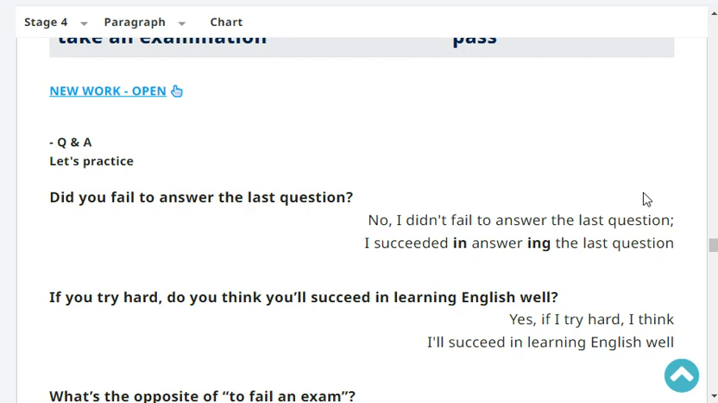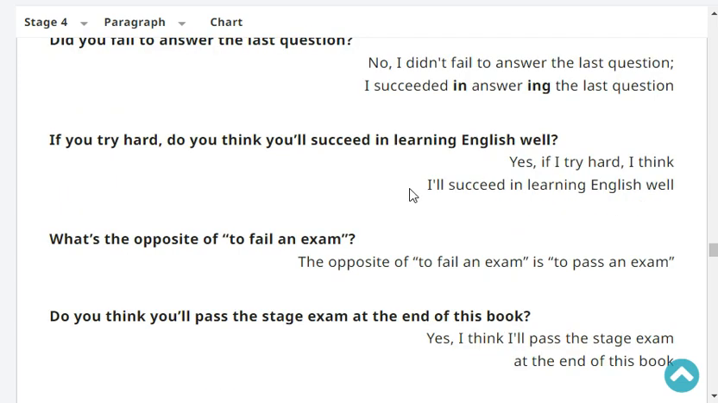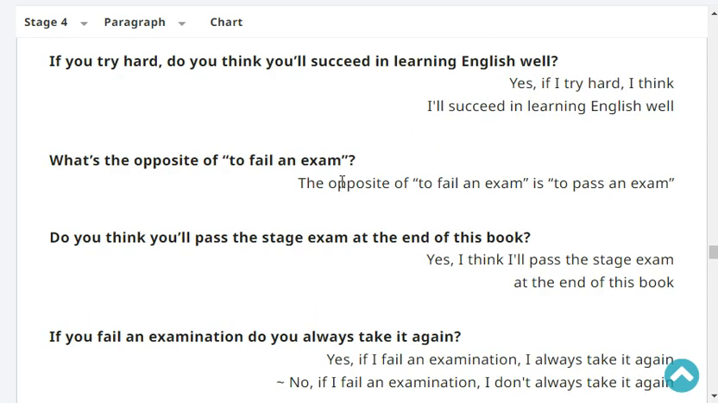If you try hard, do you think you'll succeed in learning English well? Yes, if I try hard, I think I'll succeed in learning English well. What's the opposite of to fail an exam? The opposite of to fail an exam is to pass an exam. Well, do you think you'll pass the stage exam at the end of this book?